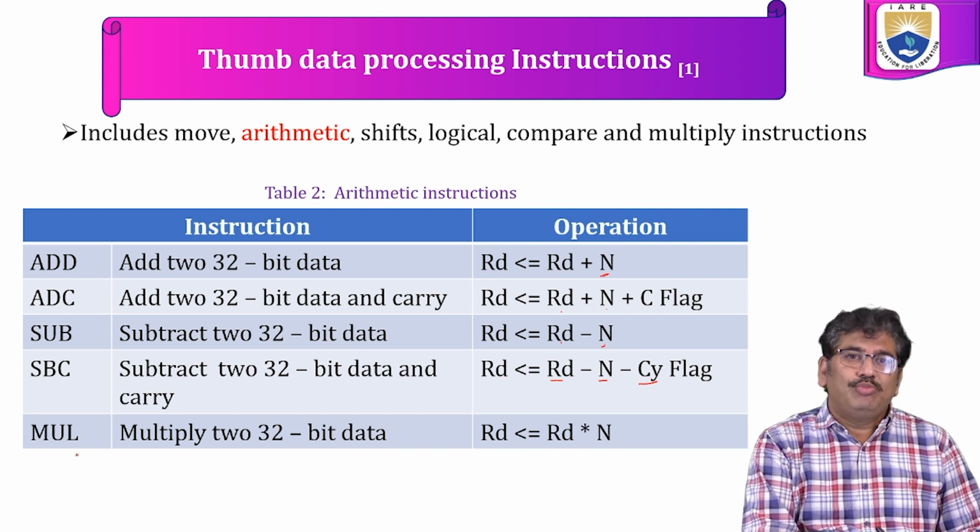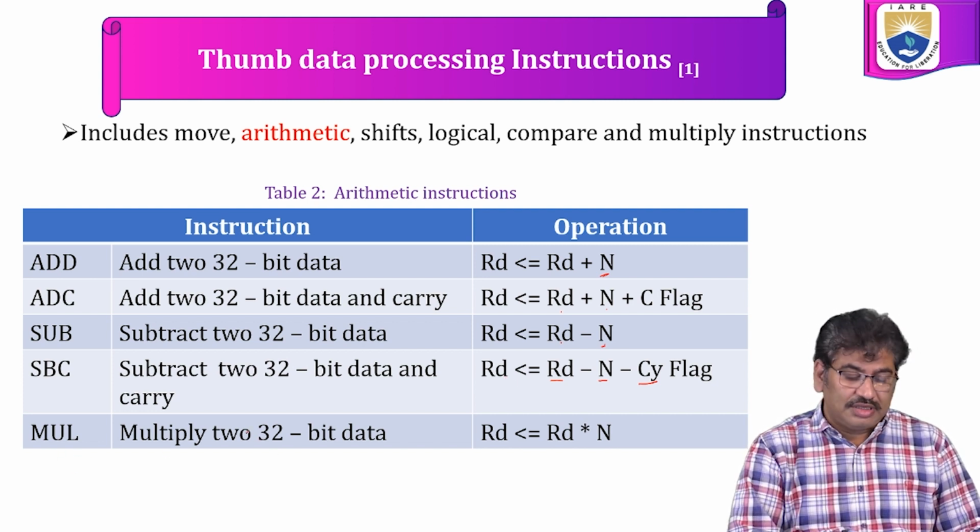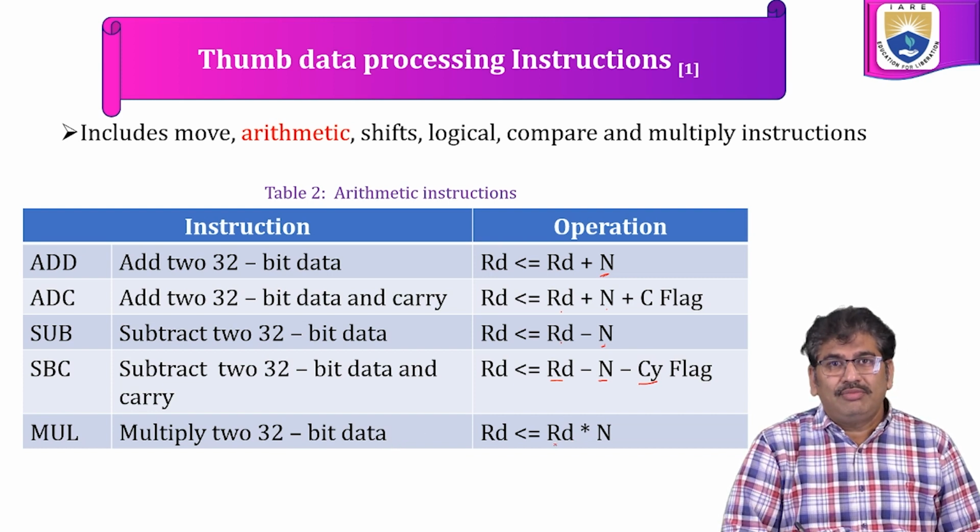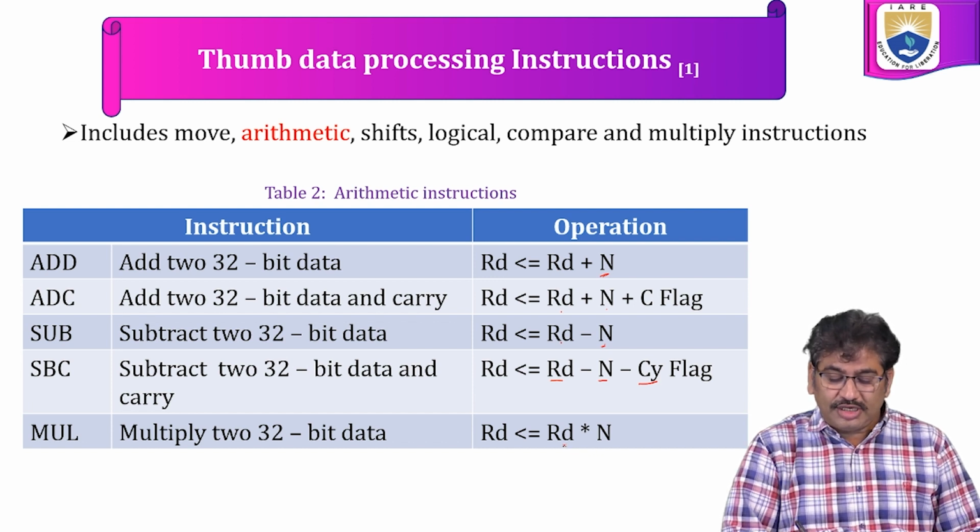The next one is MUL instruction which multiplies two 32-bit data. This instruction will multiply the RD register contents with an immediate data or a register contents which are of 32-bit size, and the result, which is the product, is 32-bit size and will be placed in RD register.